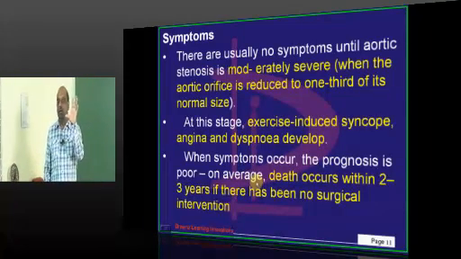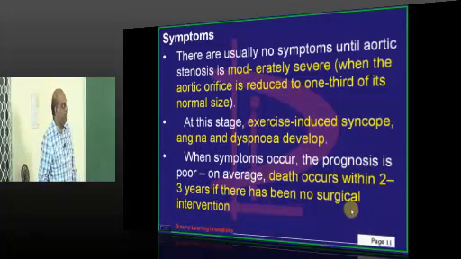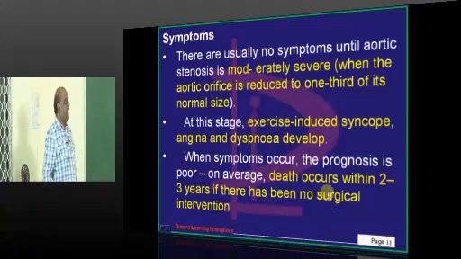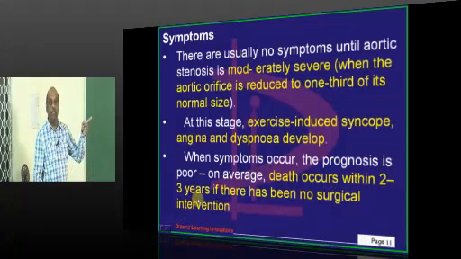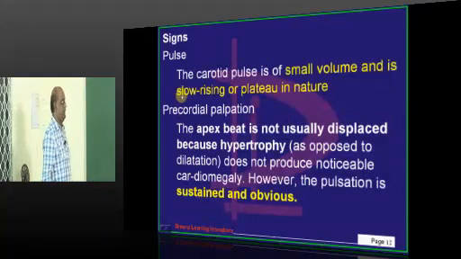Always, what is the rule in aortic stenosis? Most of the guys are asymptomatic, but the moment symptoms develop, exertional syncope, angina, and dyspnea, death will be within 2 to 3 years unless you did a surgical intervention.